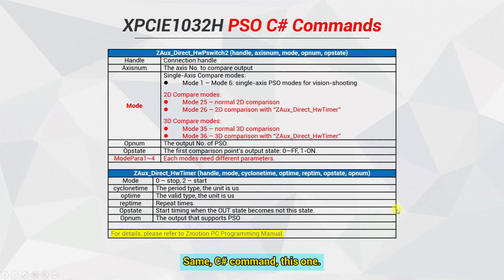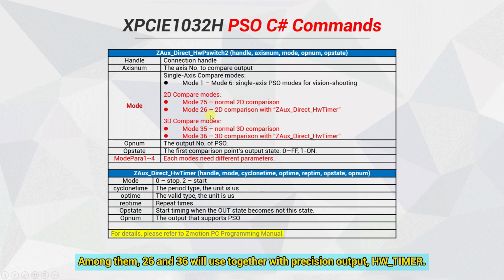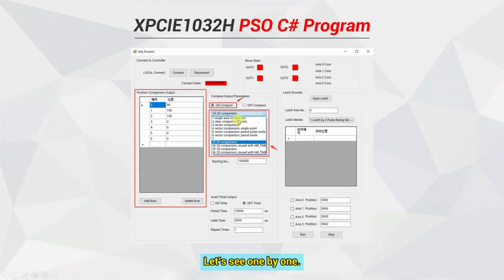Same C# command, this one. Mode 25 and Mode 26 are 2D comparison modes. Mode 35 and Mode 36 are for 3D comparison. Among them, 26 and 36 are used together with precision output, the hardware timer. Let's see them one by one.